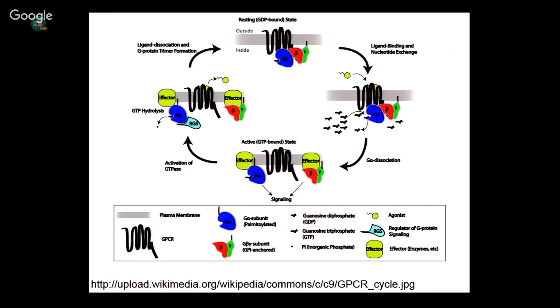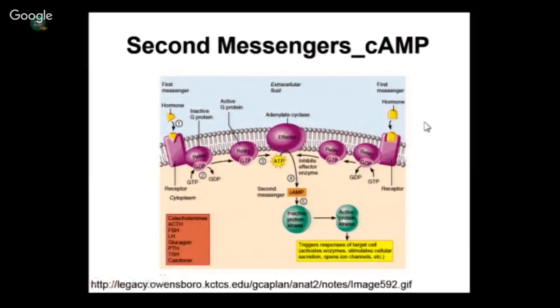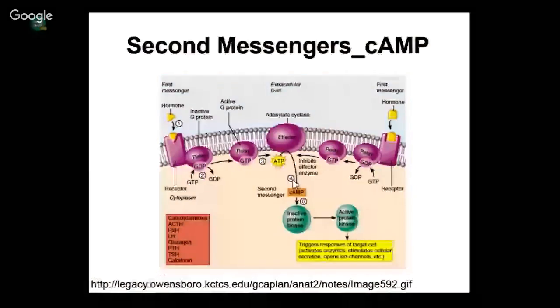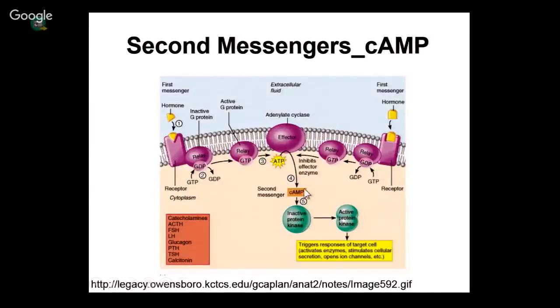Then we're going to skip this one. This is a slide for the cyclic AMP, and we already talked about that. The adenylyl cyclase is going to produce cyclic AMP, and the cyclic AMP can activate, let's say, protein kinase A.